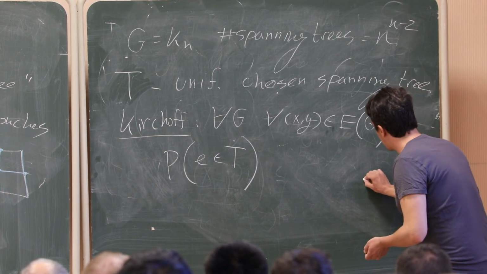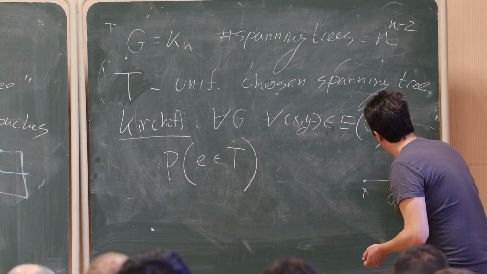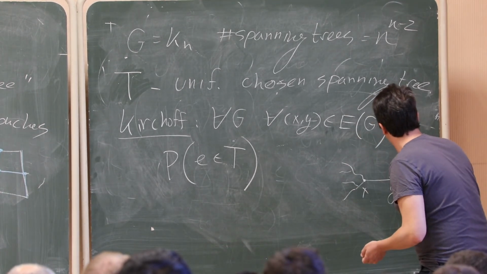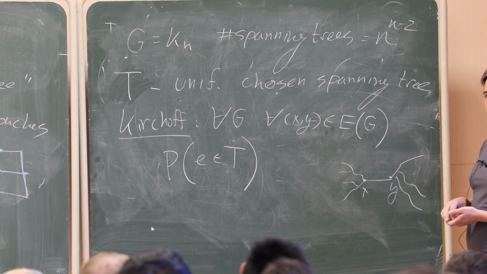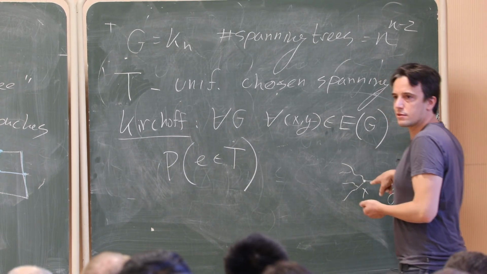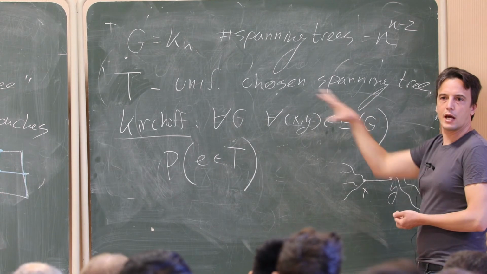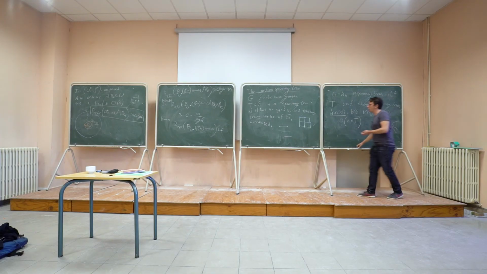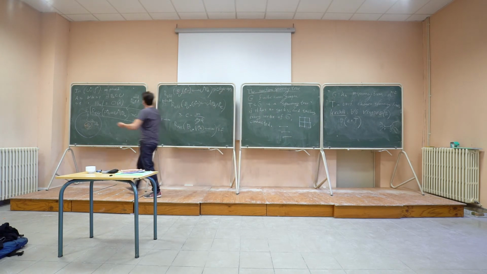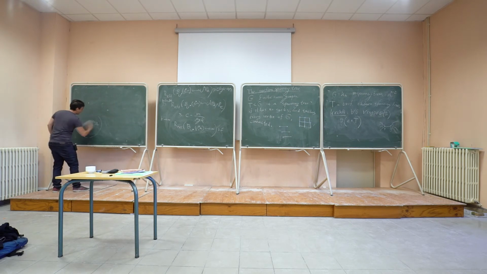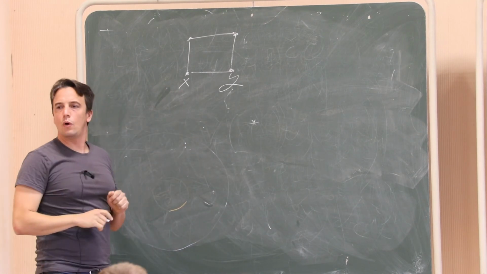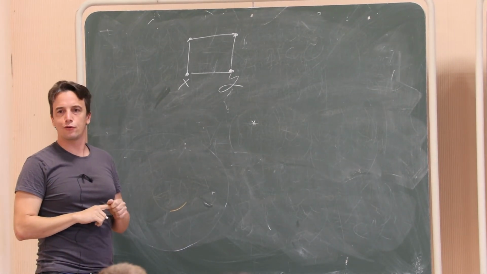So if this is the edge xy, and your graph is drawn like this, what is the probability that xy is in the uniform spanning tree? 1, right? Because without this edge, the graph is disconnected, and the tree has to be connected. Now let's look at this graph. I have 4 vertices, and this is the edge xy. What is the probability that xy is in the uniform spanning tree?